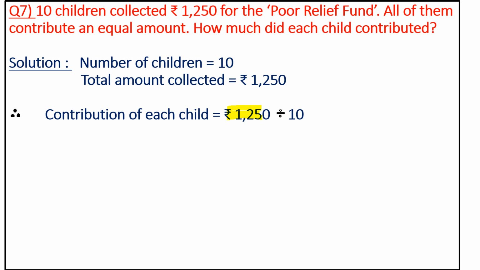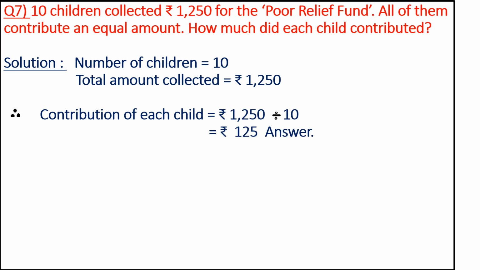Okay. Now write your answer. So rupees 125. Because 0 is remainder, no need to write. So we are writing here the quotient only, na? Quotient is the answer. So rupees 125 is the answer. So each child is contributing rupees 125.